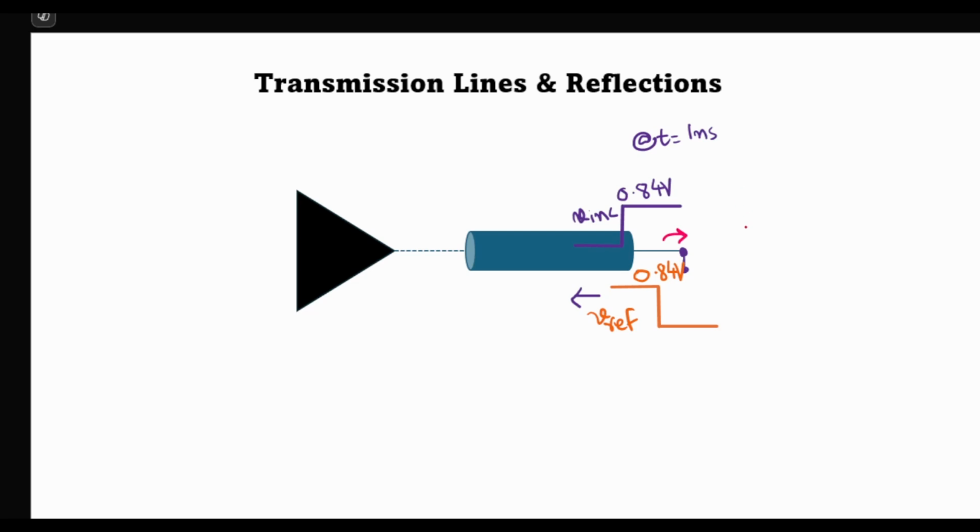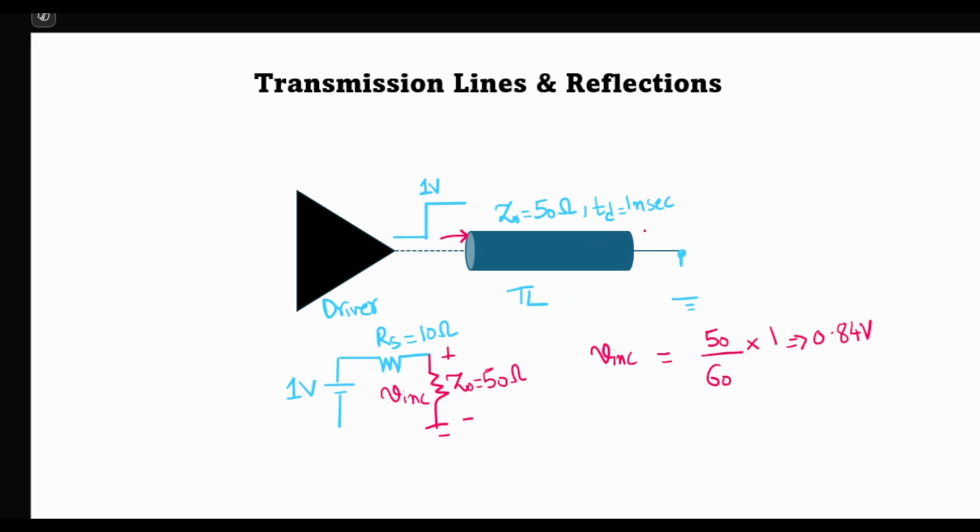And this we can simply do in SPICE by connecting a voltage probe at the far end of the transmission line. Voltage probe is connected between the far end and ground. What it will measure would be V total, which will be the sum of the incident voltage and the reflected voltage, and we will measure 1.68 volts, even though we launched a signal of 1 volt onto the transmission line.